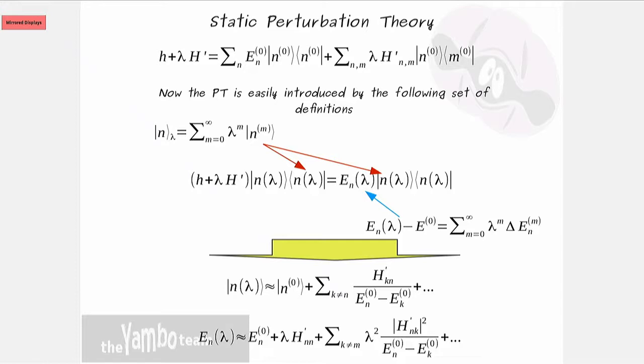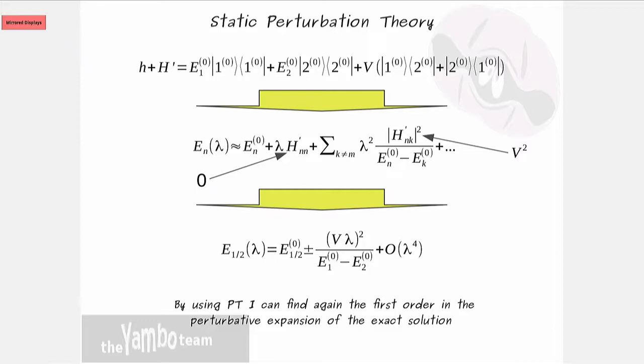And again, using static perturbation theory applied on the 2 by 2 level system, you just get this expansion. Again, we are not at the point of getting a potential. We are seeing that with static perturbation theory, given a certain perturbation, this will modify the state and the energy, but then you may wonder, where is the potential?